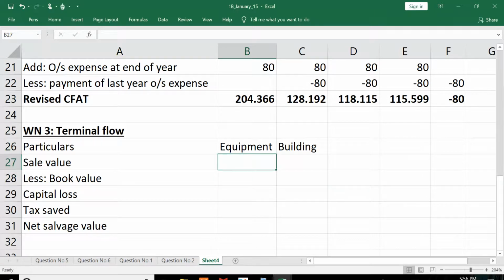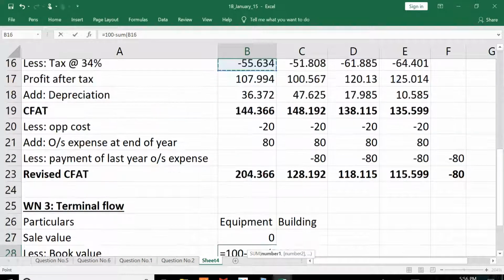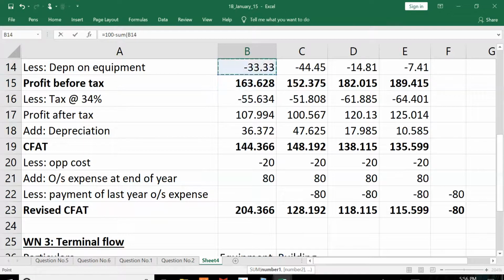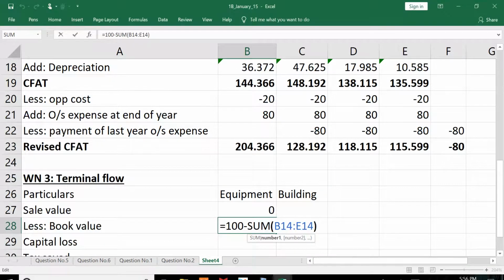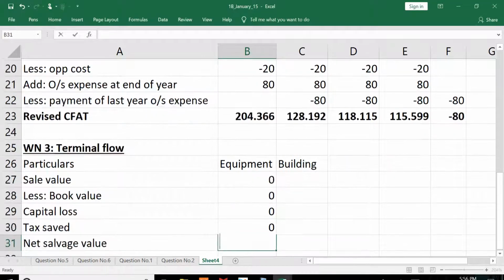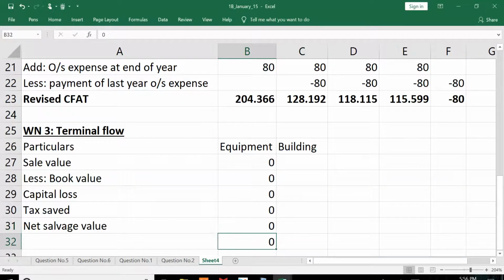What's the value of equipment after, is there any sale value of equipment? 0. Book value? 100 minus 4 years depreciation. This will also be 0. So everything is 0 for equipment. Book value, sale value, both are 0.